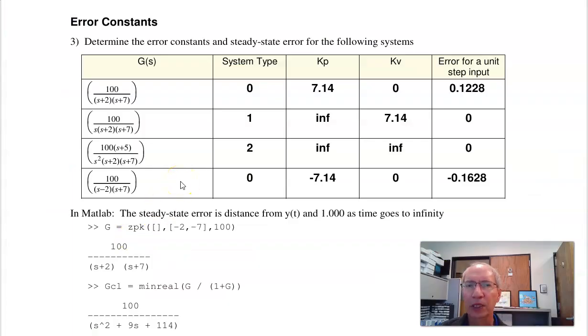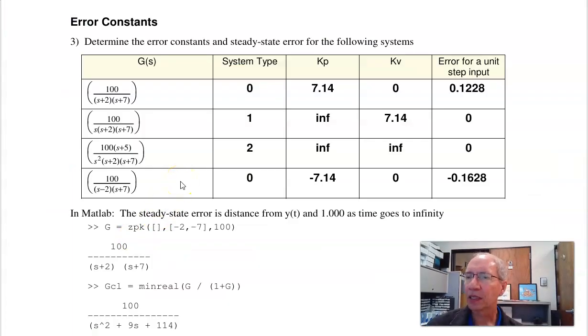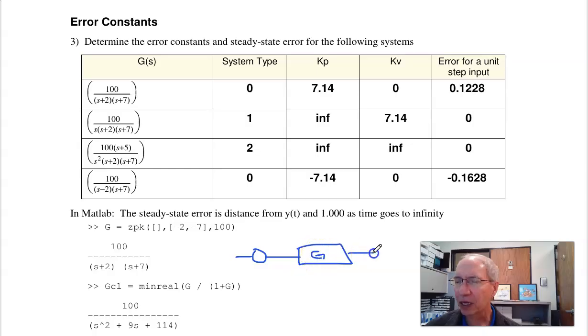Next problem on the homework looks at feedback. This is looking at a feedback control system. If I have this system like so, here's your G of S. I've got unity feedback. If the input is a step, ramp, or parabola, here's your reference. What is the steady state error?